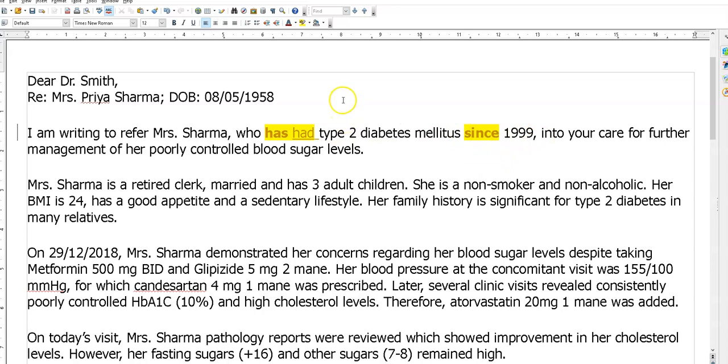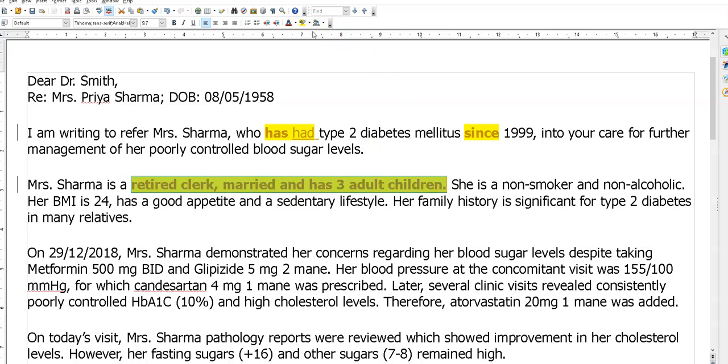So, I want to refer Mrs. Sharma, who has type 2 diabetes, or who has had since 1999, into your care for the measurement of a poorly controlled blood sugar levels. Now, so what? What's that got to do with me?